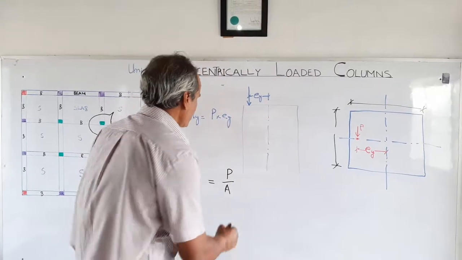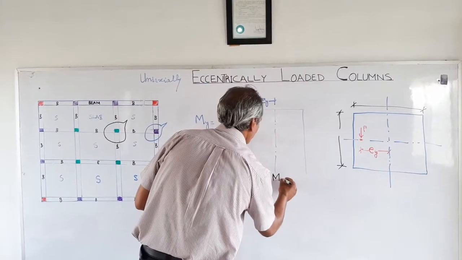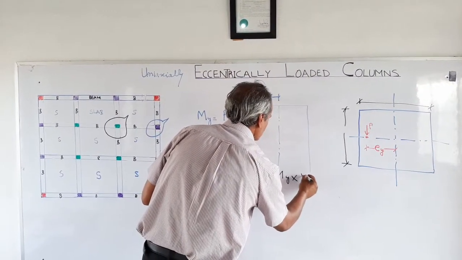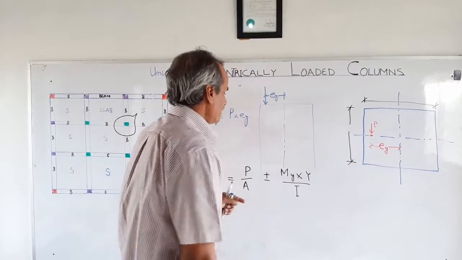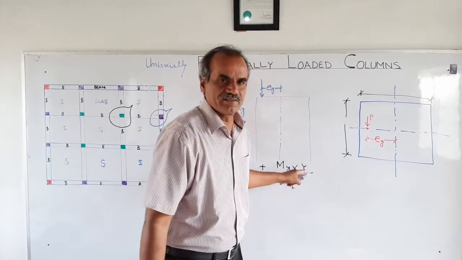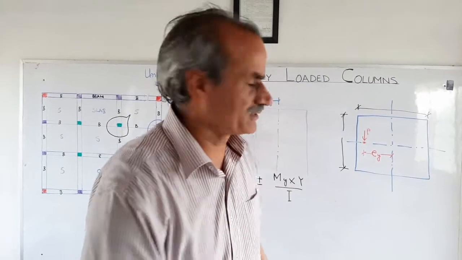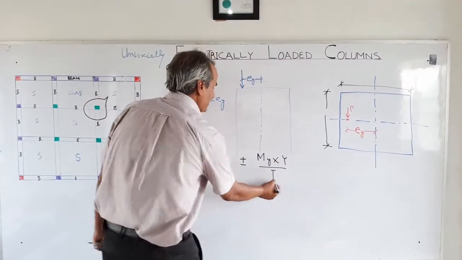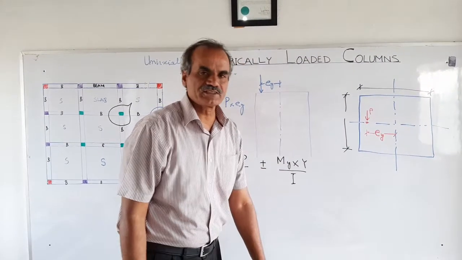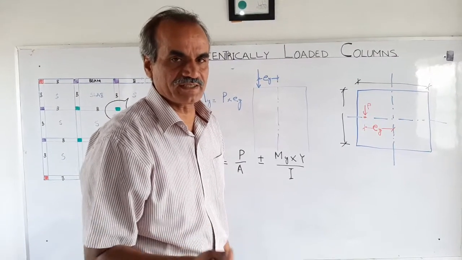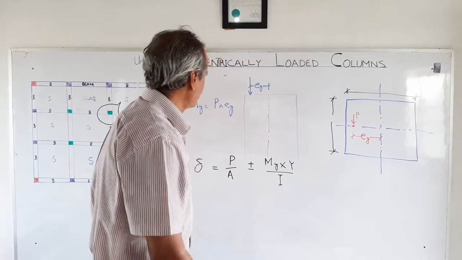The second component of the equation shall be plus minus My into Y divided by I, where this capital Y is the distance from the center to the fiber where we want to find out the stress, and I is the second moment of inertia, and in case of a square column it is the same about both the axes, that is Ixx and Iyy both are the same.